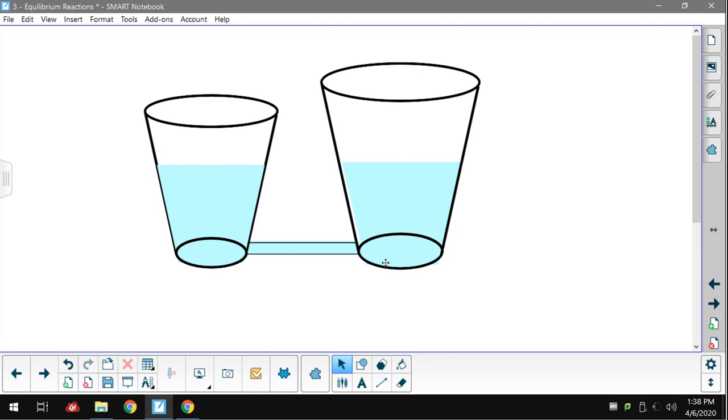However, a stress could be applied if we were to add stuff into this side. We add stuff into that side, add more water. What's going to happen?